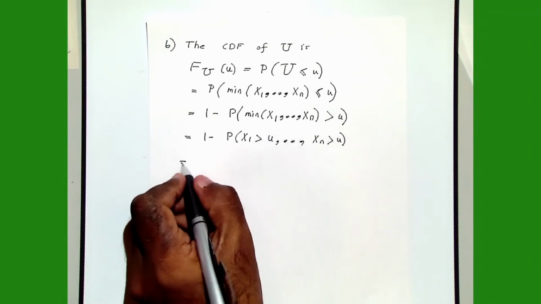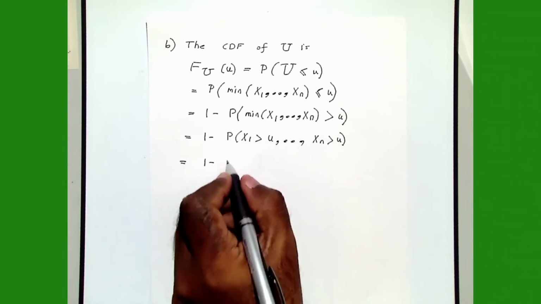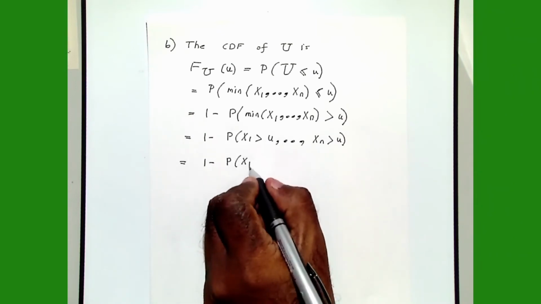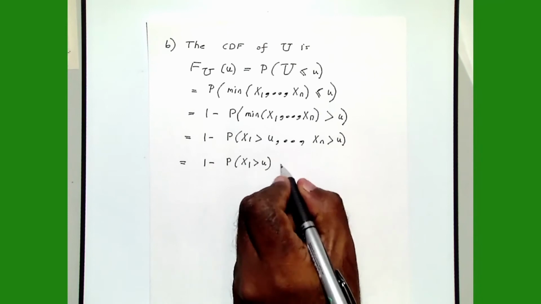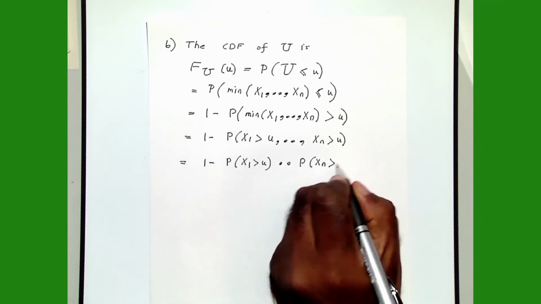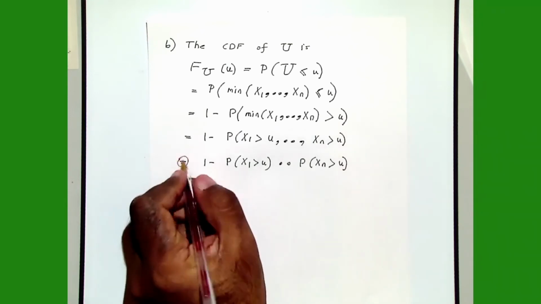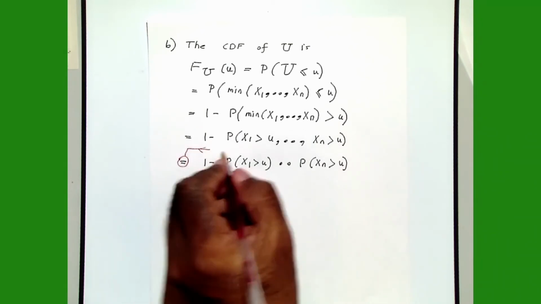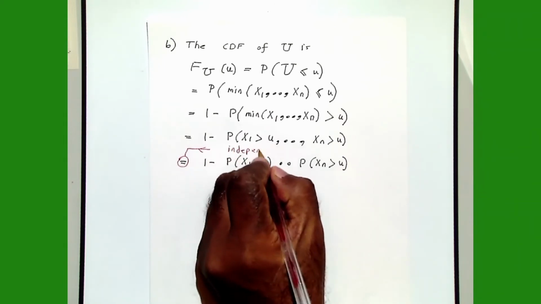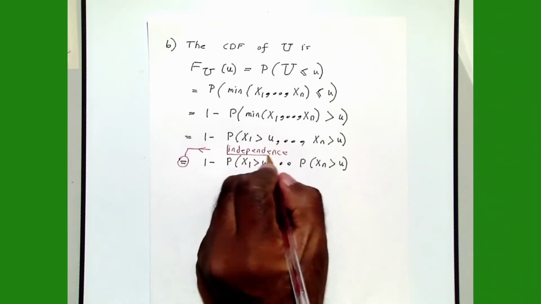Right, now in the next step I'm going to use the fact that the variables are independent. So using the fact that x1 to xn are independent random variables, you can write it like this. So I have used independence here.